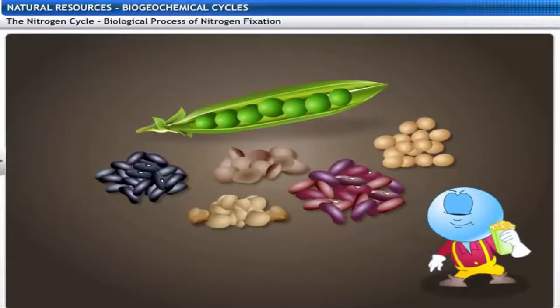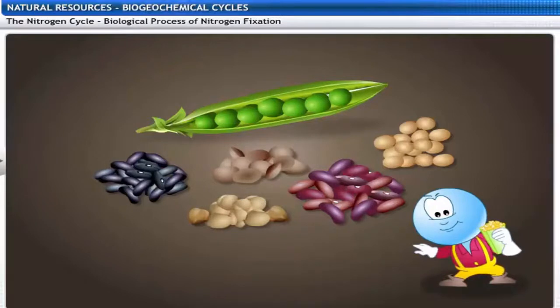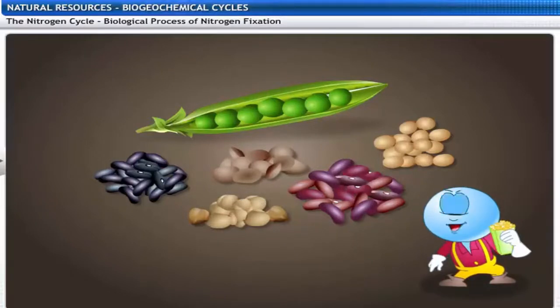Here are some legumes. Do you know what these are? These are nothing but pulses that you should regularly have. They're an important part of the nitrogen cycle. Let's see how.